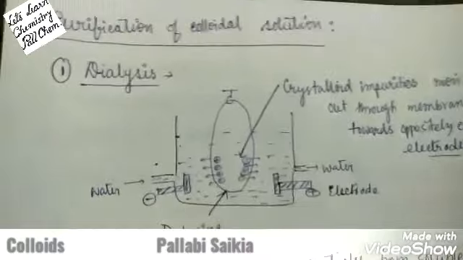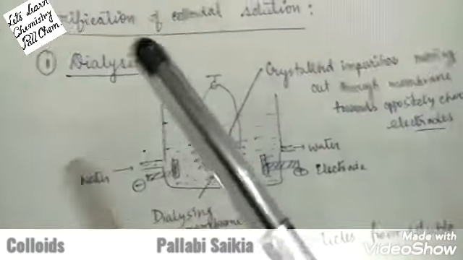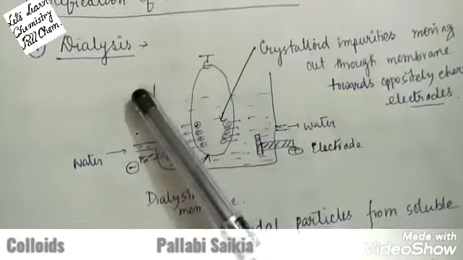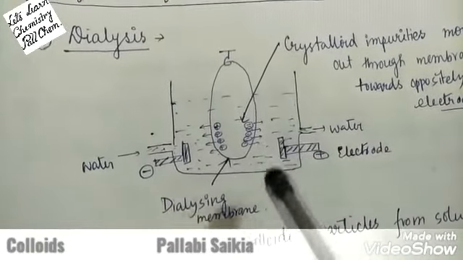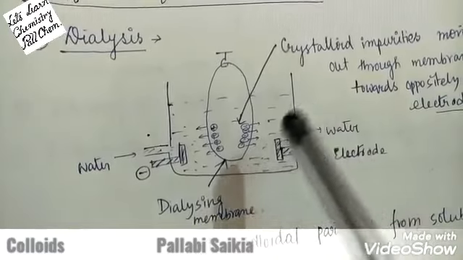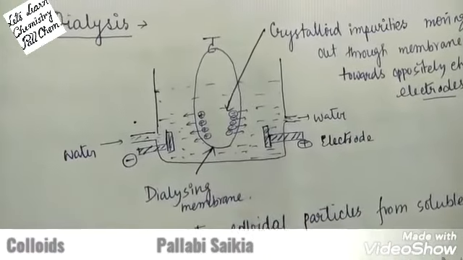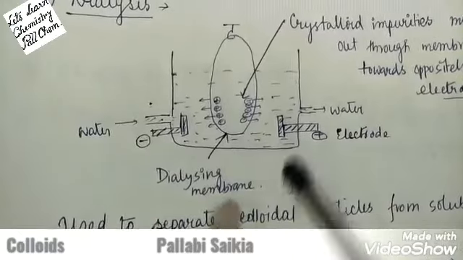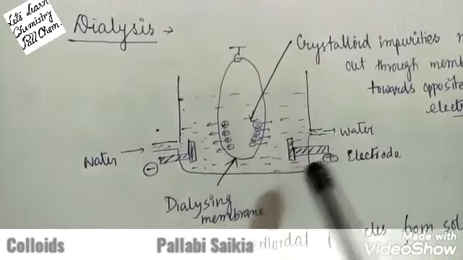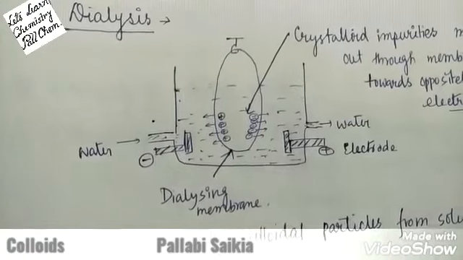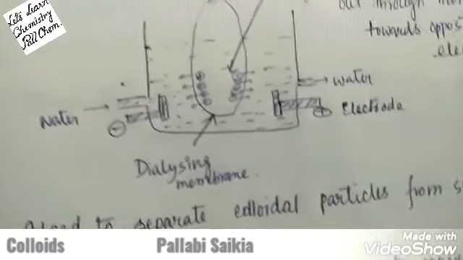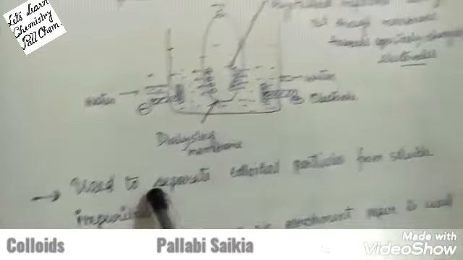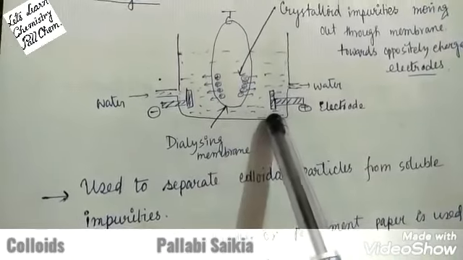Next is purification of colloidal solution. There are two methods to purify colloidal solution. One is dialysis and one is ultrafiltration. Dialysis is the method where the colloidal particles are passed through a dialyzing membrane, that may be an animal membrane or plant membrane, and this method is used to separate colloidal particles from soluble impurities.